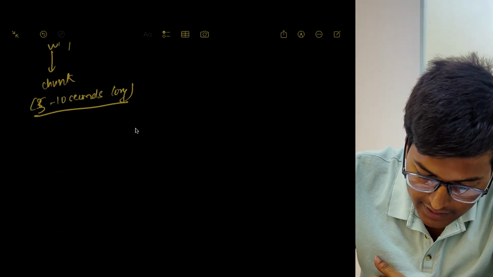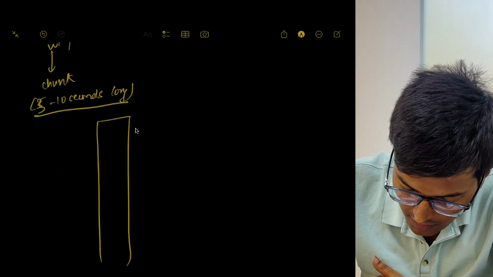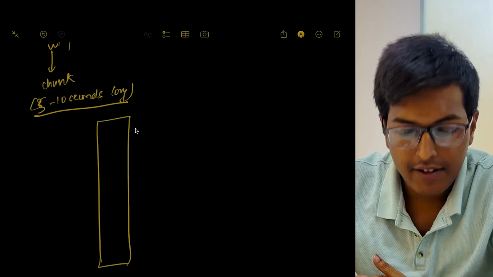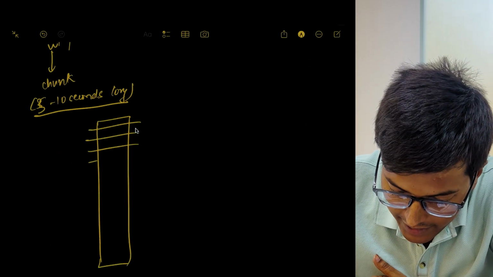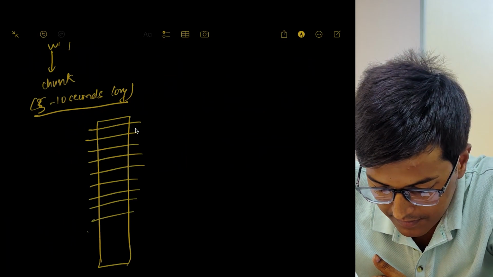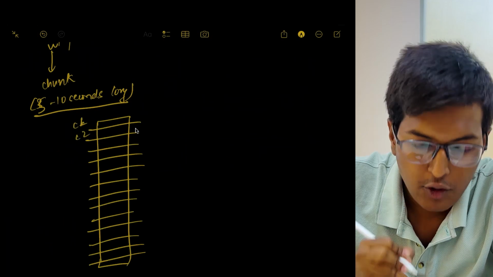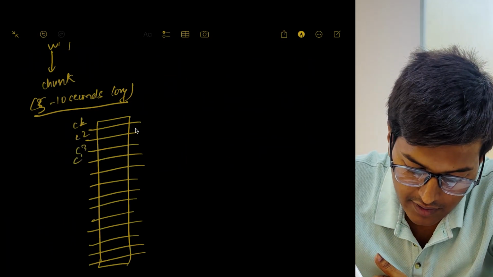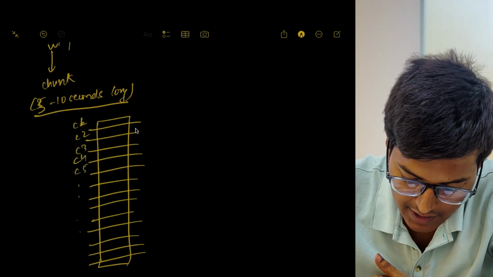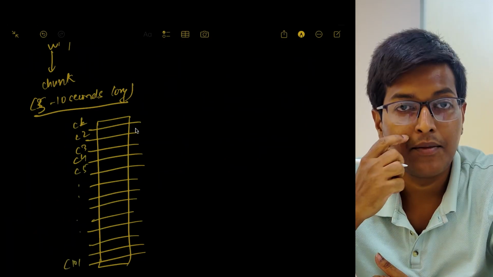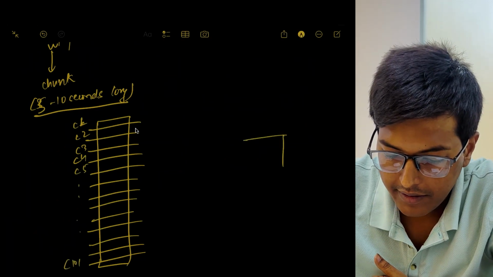Now let's assume that this is your video. The chunkification process has automatically divided this video into multiple chunks. For example, this is chunk 1, this is chunk 2, this is chunk 3, this is chunk 4, this is chunk 5, and similarly, let's say this is chunk 105, right? And this is now your client.